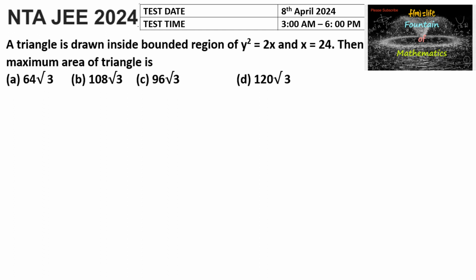A triangle is drawn inside the bounded region of y square is equal to 2x, which is a parabola, and x is equal to 24, which is a vertical line. Then the maximum area of the triangle is?